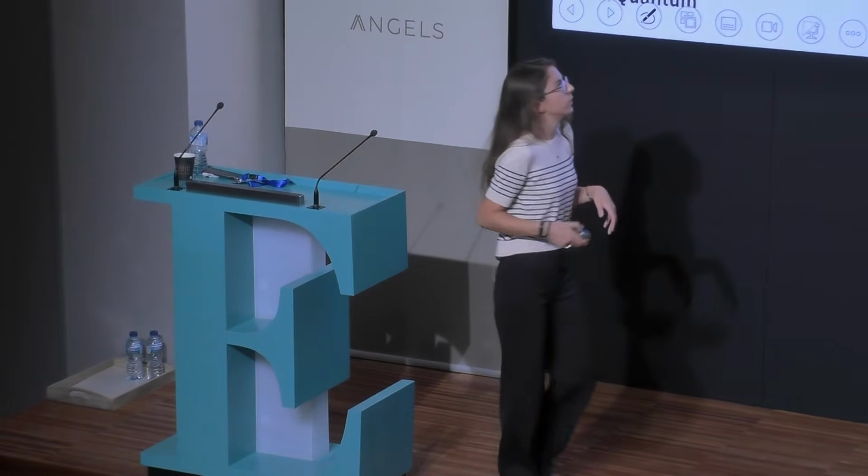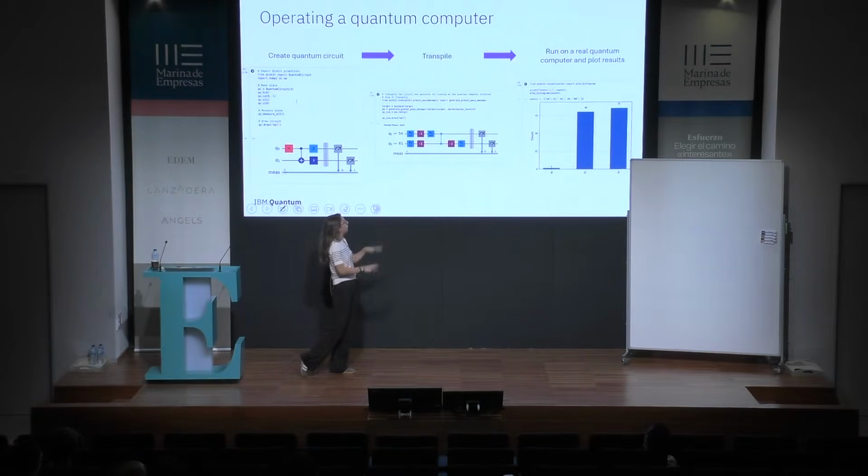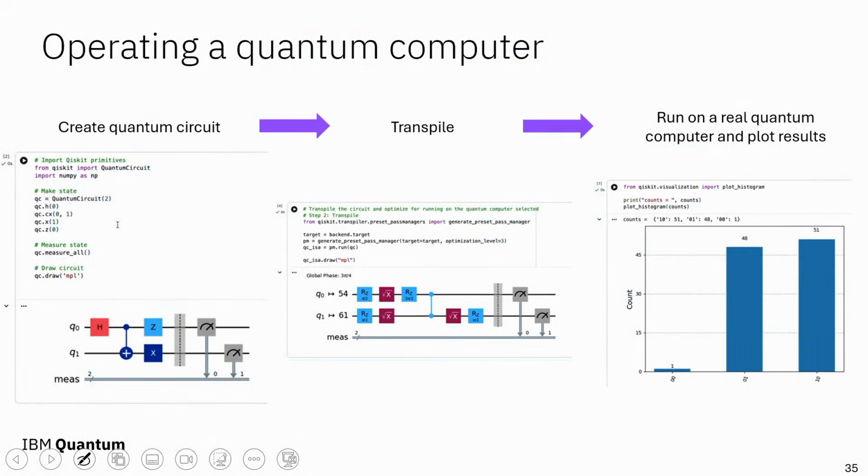And finally, you send your algorithm, your job, to the quantum computer. You have to specify a number of counts, which is how many times you want to repeat it for statistics. You receive back the data, and this is something that can then be processed to extract information.